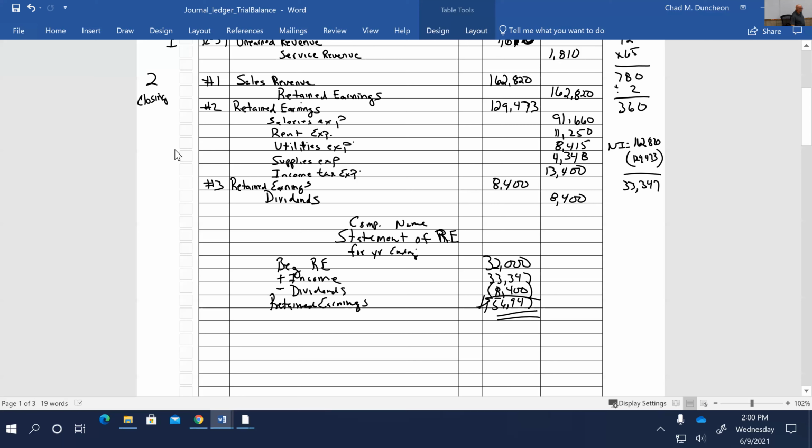Journal entries, the closing ones are pretty much the simplest because you just take the total amount and offset it into retained earnings. And that's kind of showing here how retained earnings was increased by your income, so increased by revenue, decreased by expenses, and it was decreased by dividends.